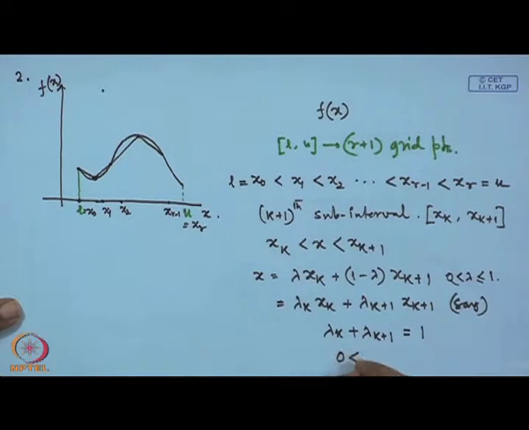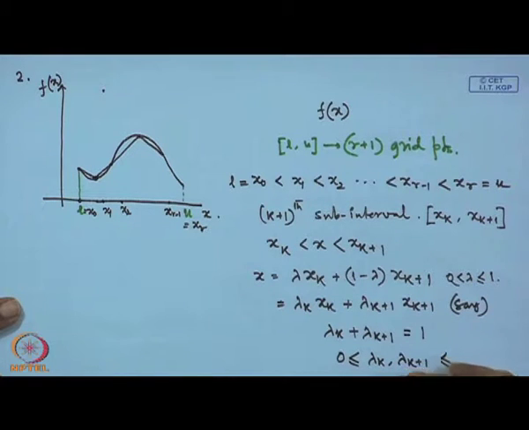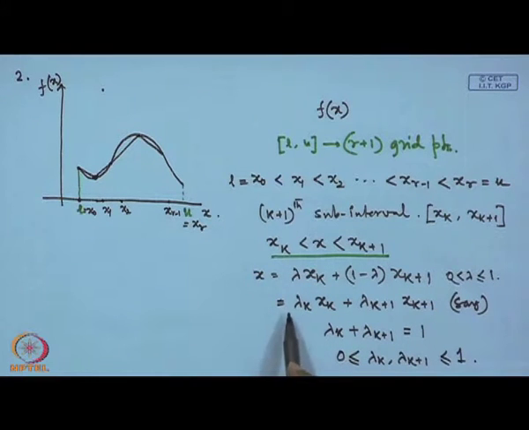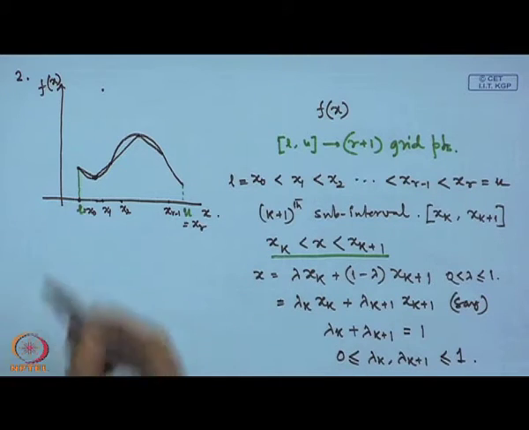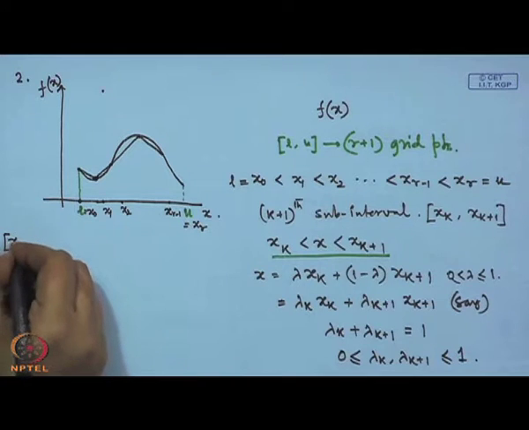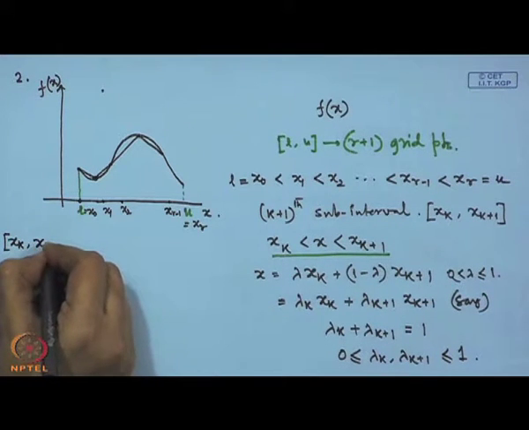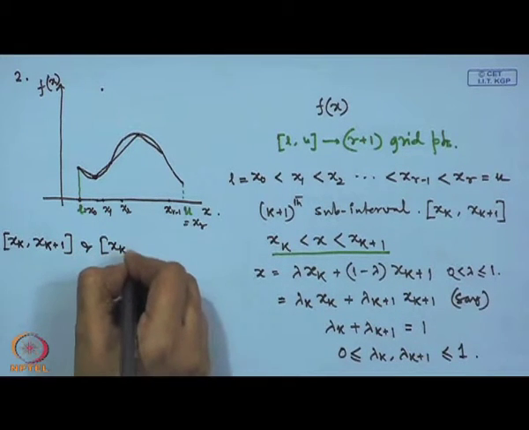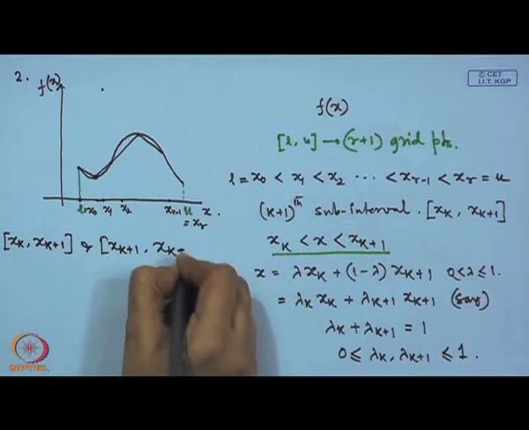And the next condition: lambda k and lambda (k plus 1) are both between 0 and 1. Thus, if we have one interval xk to x(k plus 1), any point x can be expressed as lambda k xk plus lambda (k plus 1) x(k plus 1). Now, let me extend this idea to 3 grid points, that is, the interval xk, x(k plus 1) and the next interval as well, x(k plus 1), x(k plus 2).